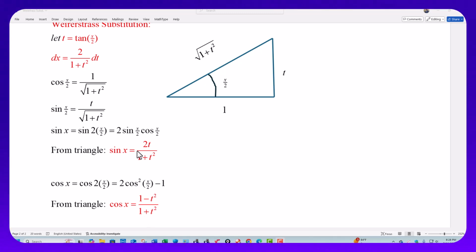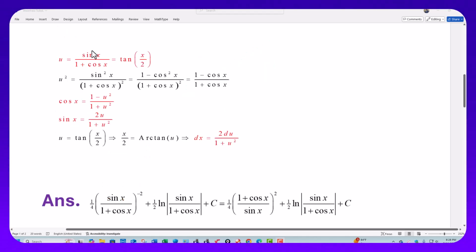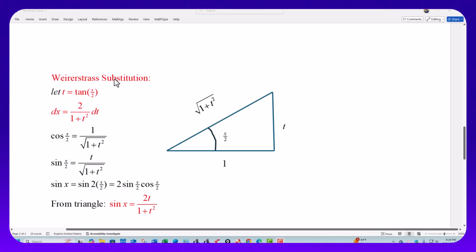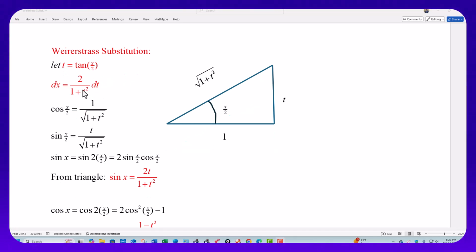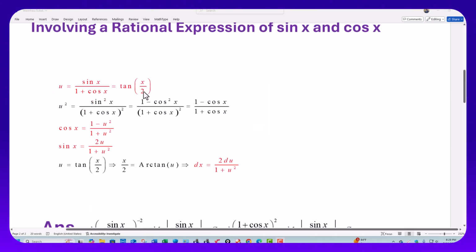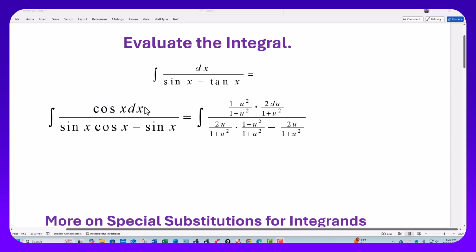So the difference here: in the first substitution, you integrate in terms of u, and wherever you have a u in the answer, you're going to put sine of x over 1 plus cosine of x. For this method, you integrate with respect to t, and at the end, when you finish the integration, where you have a t, you go back to the original variable, which is going to be tangent of x over 2. Okay, so here's the problem we're going to look at.